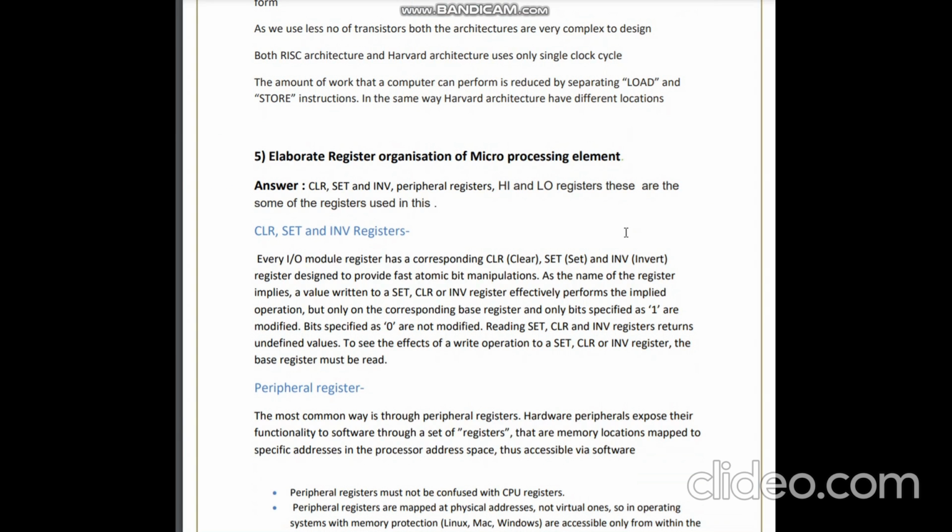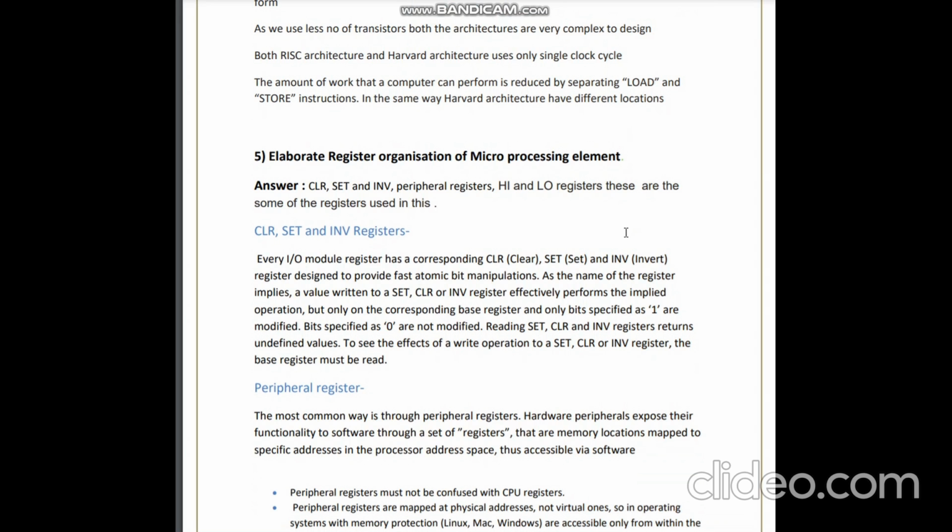Every IO module register has a corresponding clear, set and invert register designed to provide fast atomic bit manipulations. As the name suggests, a value written to a set, clear or invert register effectively performs the implied operation, but only on the corresponding base register, and only bits specified as 1 are modified. Bits specified as 0 are not modified. Reading set, clear and invert registers returns undefined values. To see the effects of a write operation to a set or clear register, the base register must be read.